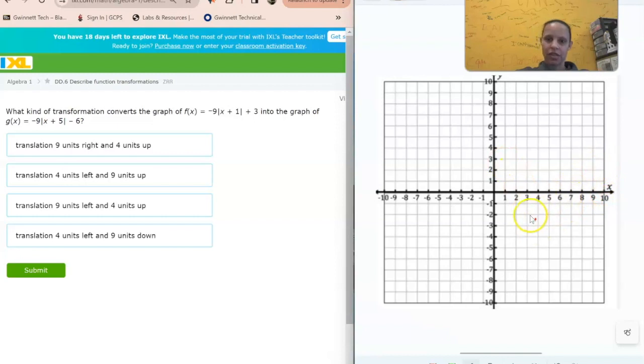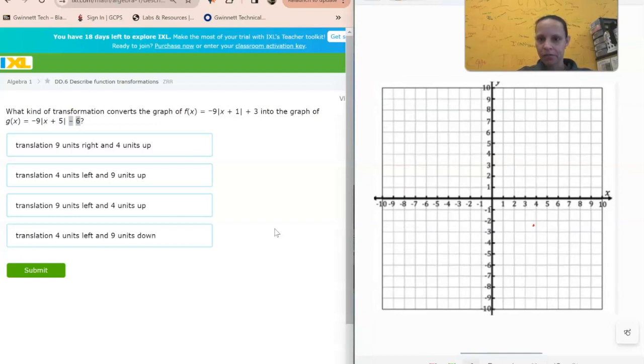All right, another translation problem. So your answer choices are going to tell you what it is. So I'm looking for the changes. So I go from 3 to -6 on the outside, which is y. From 3 to -6 on the outside.